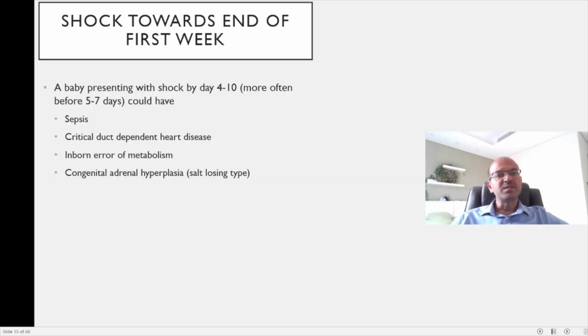And when a baby presents with shock towards the end of the first week, we have four main important diagnoses that we need to rule out. Sepsis is always a possibility in such cases, and baby can be moribund in these settings. Critical drug-dependent congenital heart disease like coarctation of aorta or hypoplastic left heart syndrome can present this way.